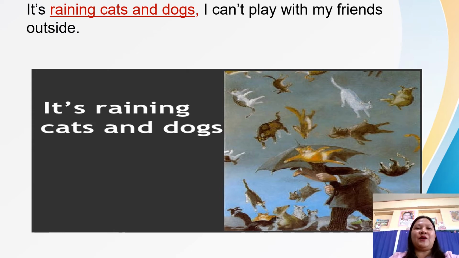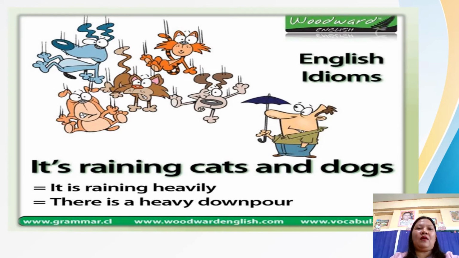Again, let us read the sentence. "It is raining cats and dogs. I can't play with my friends outside." "It's raining cats and dogs" means it is raining heavily. So the boy cannot play outside because it is raining heavily, or there is a heavy downpour.